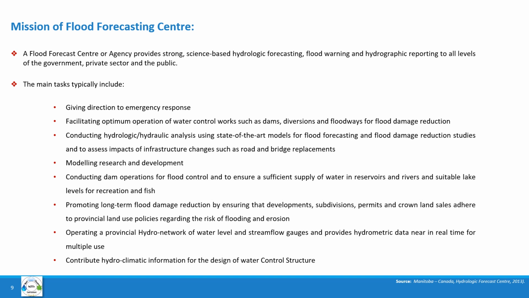Modeling dam operations for flood control and to ensure a sufficient supply of water in reservoirs and rivers and suitable lake levels for recreation and fish, promoting long-term flood damage reduction by ensuring that developments, subdivisions, permits and crown land sales adhere to provincial land use policies regarding the risk of flooding and erosion, operating a provincial hydro network of water level and stream flow gauges that provides hydrometric data in near real time for multiple uses, and contributing hydroclimatic information for the design of water control structures.